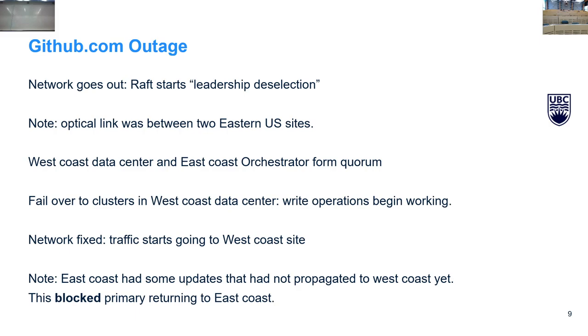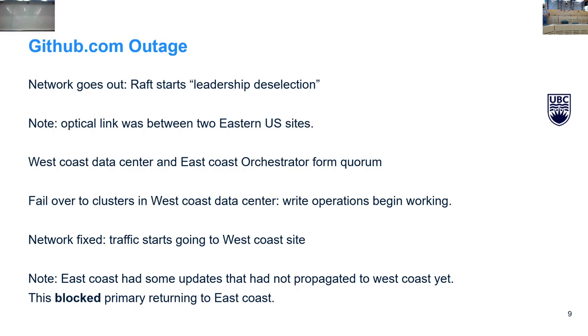The network goes down. Raft starts a leadership deselection. Because, of course, whoever was leading is caught in a partition. Because most of the work was done in the East Coast. That's where they're replacing the optical links. So the previous leader can no longer gain quorum or maintain quorum.